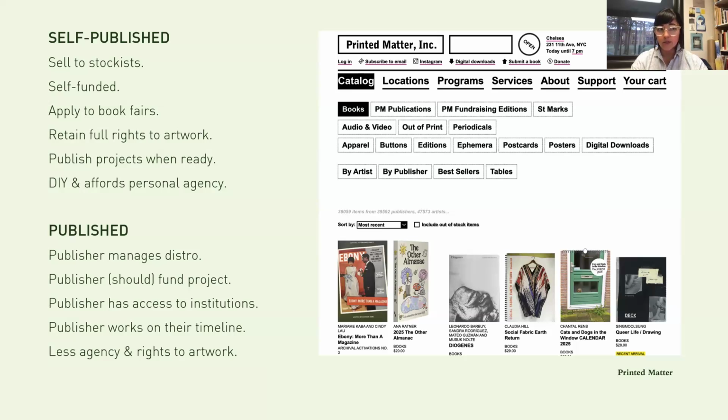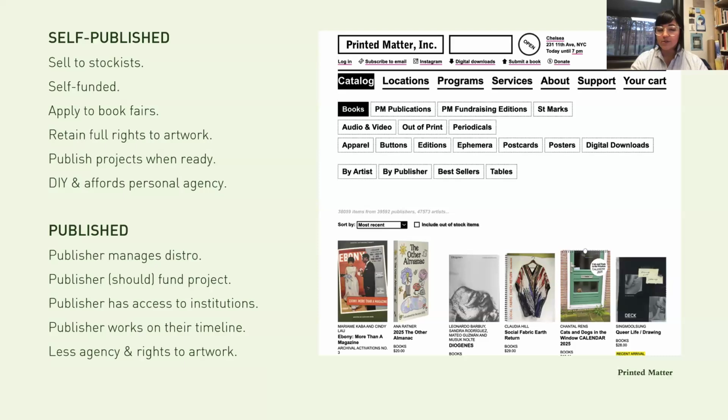Self-publishing involves self-funding, as its name implies. You will have to figure out how to fund your projects. You would likely want to apply to book fairs because that's a central source of income for selling artist books or small press publications. It gives you access to community, but also access to selling a book and seeing the proceeds pretty directly. So that's more of a one-to-one relationship. You do have to pay a fee, usually quite nominal to attend a book fair, but that fee is the only cost associated.